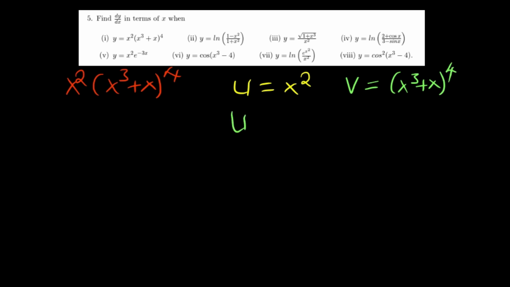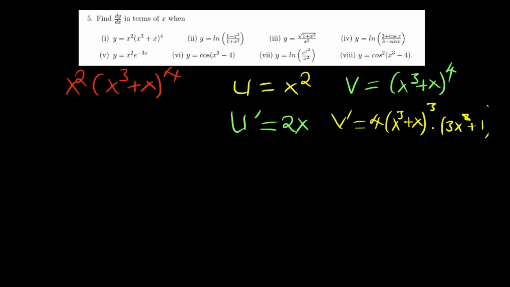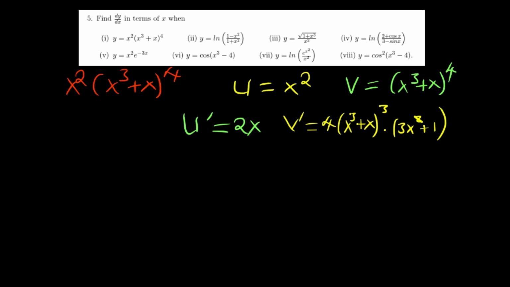So u prime is going to be 2x, then on the other side v prime is going to be 4 times x to the power 3 plus x. The power has to reduce by 1. We are applying the chain rule to differentiate v. So when the power reduces by 1 it becomes 3, and don't forget you're supposed to multiply by the derivative of what is in the brackets, so that is 3x squared plus 1. So we have applied the chain rule to differentiate v.